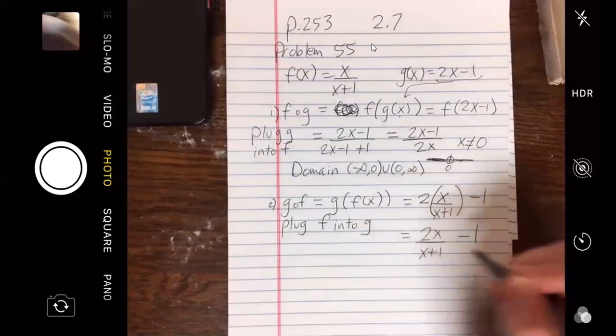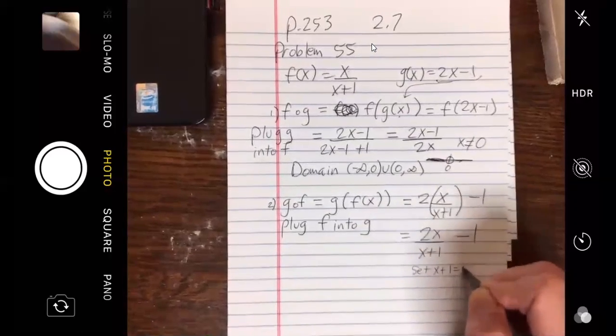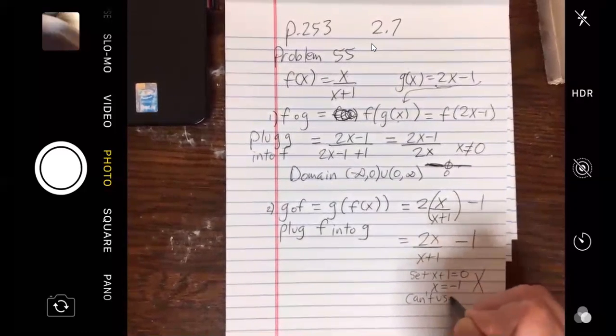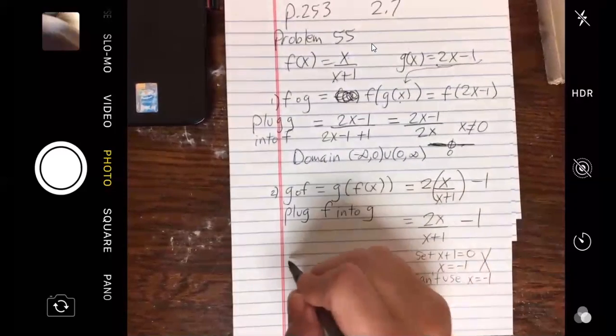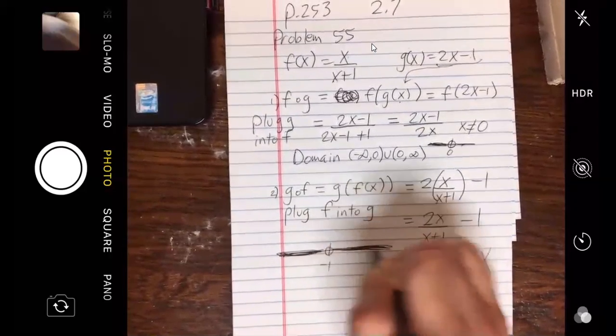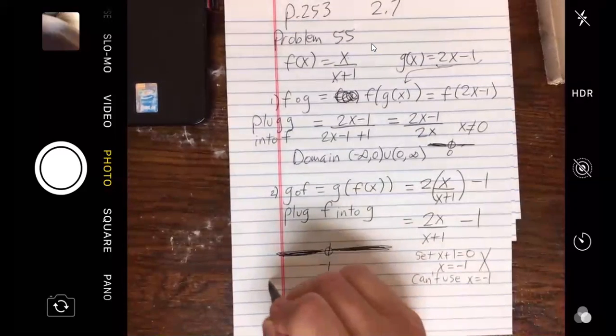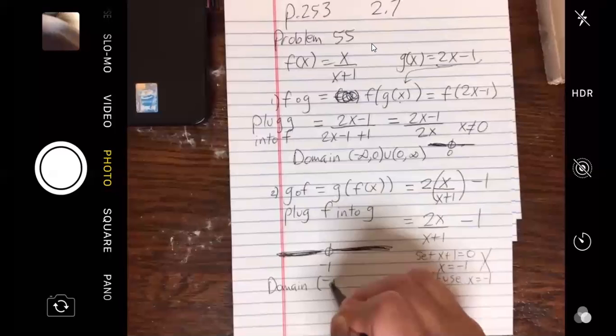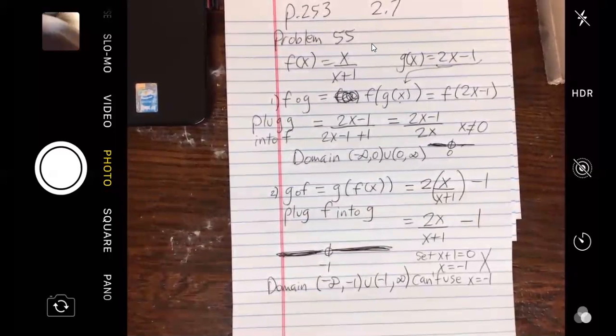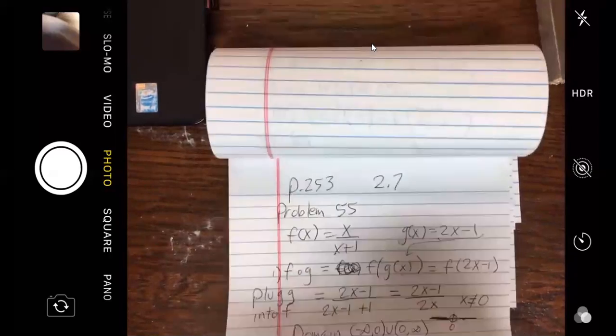Okay, you've got a fraction problem. Set equal to 0, then your x is negative 1. You can't use negative 1. Number line, negative 1, open circle. Domain: negative infinity to negative 1, negative 1 to infinity. We're halfway through. All right. Third one is f circle f.